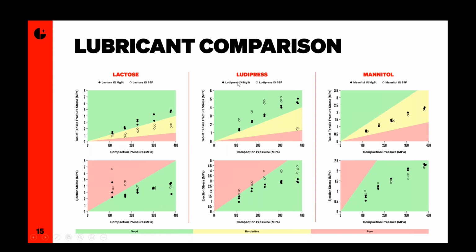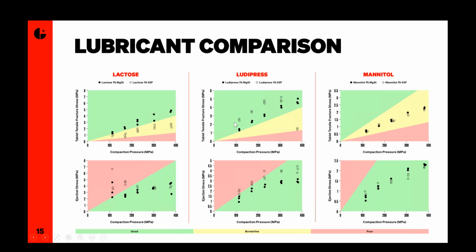The middle example is the same study but carried out with Ludipress, and Ludipress is a pre-blend of several different excipients. Here we're now seeing that the SSF tablets are actually stronger than the magnesium stearate tablets, but that after 300 megapascals, we get this sudden dip in the strength of the tablets. This is an example of overcompaction, where you're hitting the tablets so hard that you're actually making them weaker, that you're introducing flaws into the tablet.